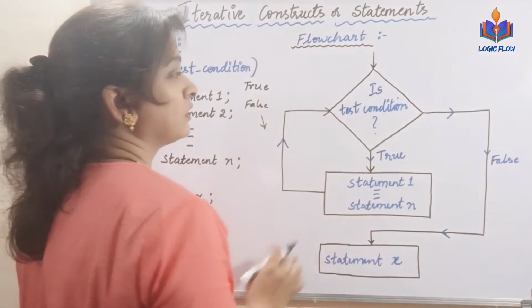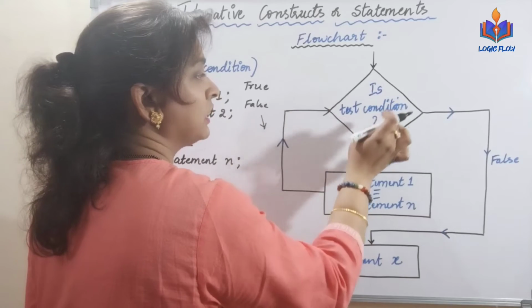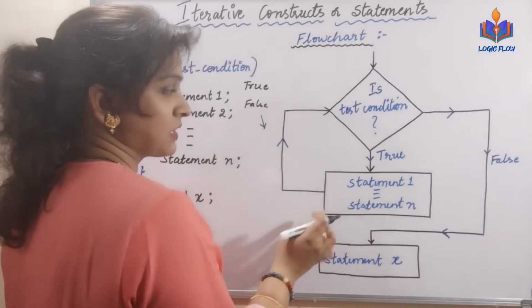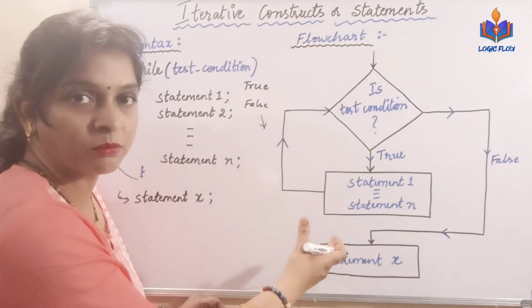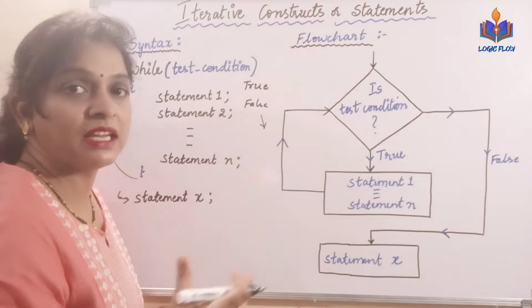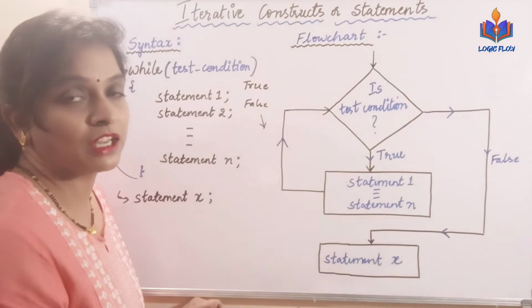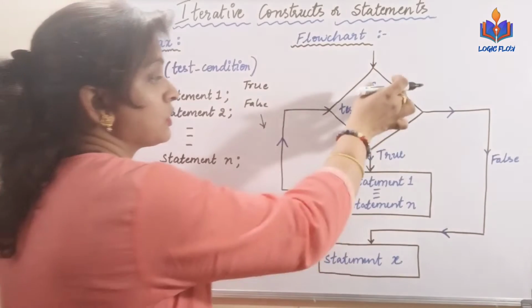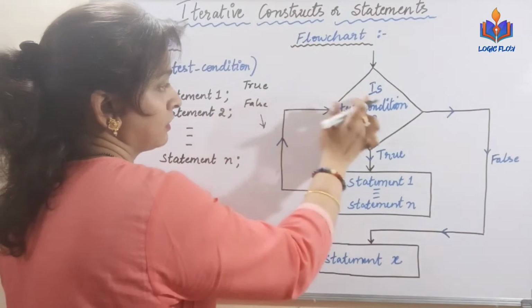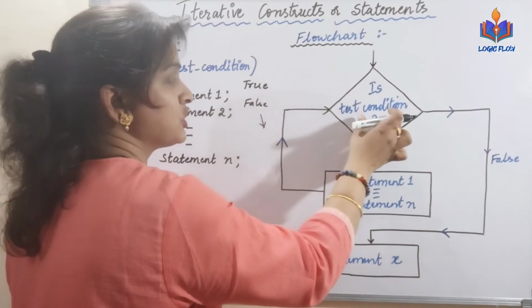Now the flowchart. For the decision making symbol we use a rhombus for the test condition. If the test condition evaluates as true, execute the set of statements. It can be any computational statement, so I have used the rectangular box. If it is any display statement, input statement or output statement, I can use the parallelogram symbol. After executing the statement, look at this flow. It is again going to this test condition. That is what we say: loop back, check the condition.